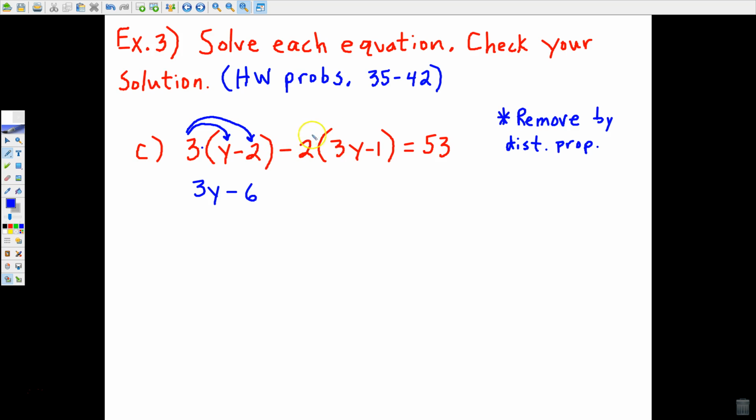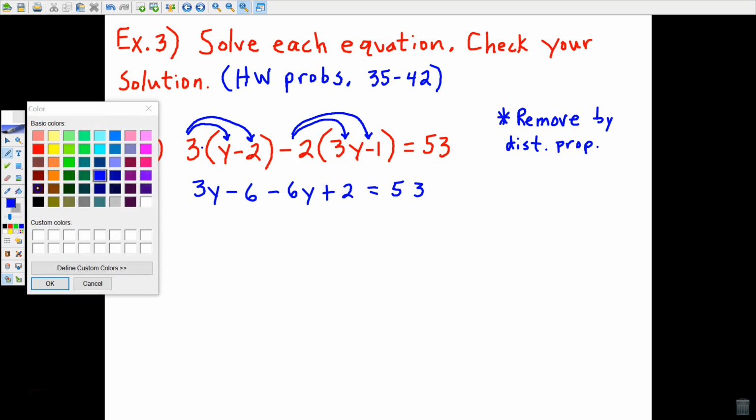3y minus 6. Okay, here's another common mistake that people make. This is actually multiplying by negative 2. All right, negative 2 times 3y is negative 6y. Negative 2 times negative 1 is positive 2. Negative times negative is positive. Okay, so I have removed the parentheses in the original equation by employing the distributive property.